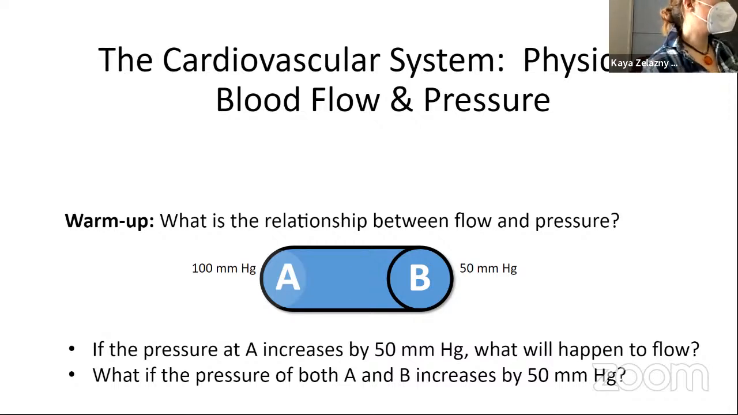Okay. So before I get started talking, I wanted us to take a second practicing what we learned on Wednesday about the relationship between flow and pressure. Today we're going to be adding in understanding this idea of resistance. Take a second and look at this figure on the board. I have our initial pressures listed for locations A and B. We want to think about what happens if those pressures change.